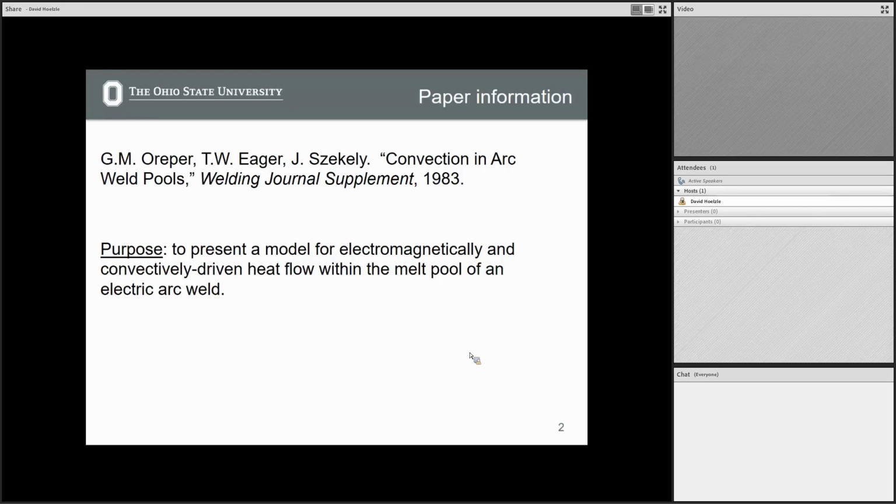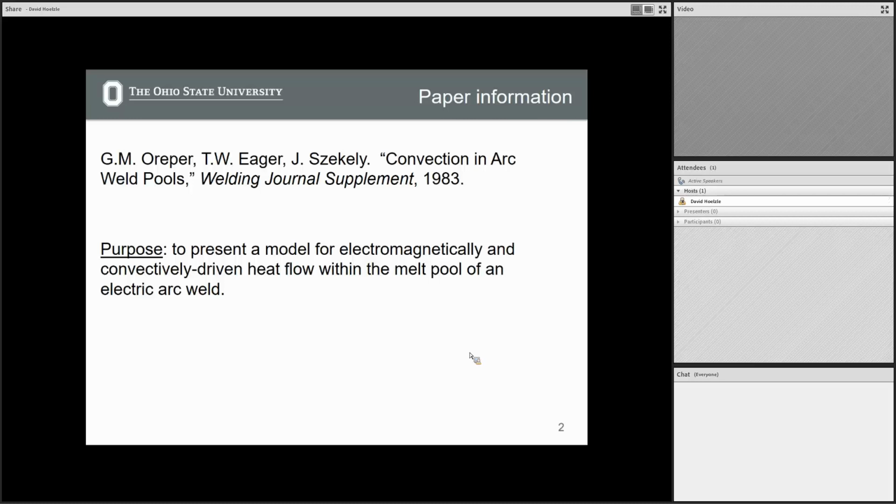The purpose of this paper is to present an electromagnetically and convectively driven heat flow model for the melt pool of an arc weld. This is different from the models that we talked about for impacted convection to some degree. This paper also factors in all of the electromagnetics going on in the arc weld.